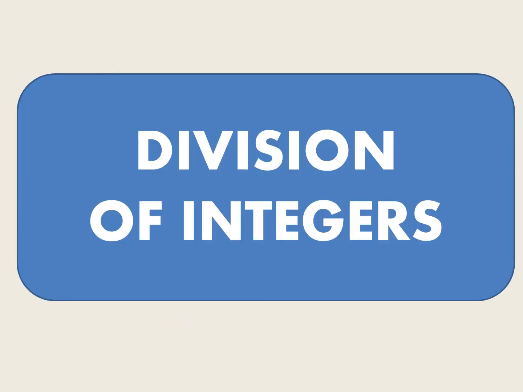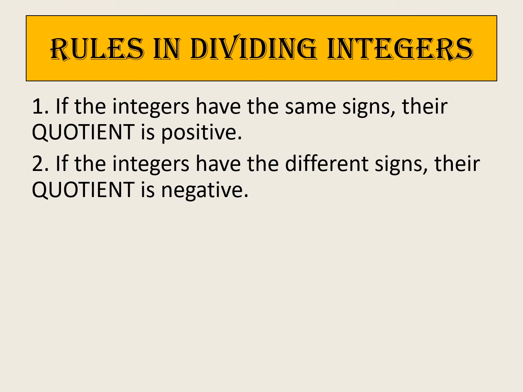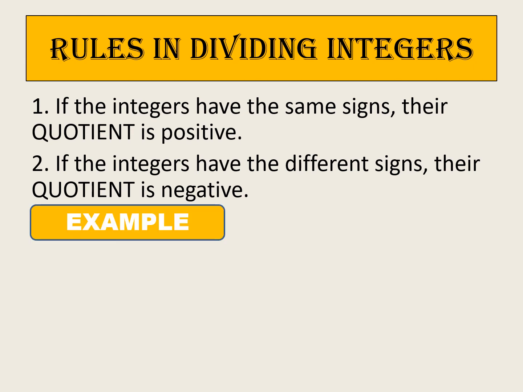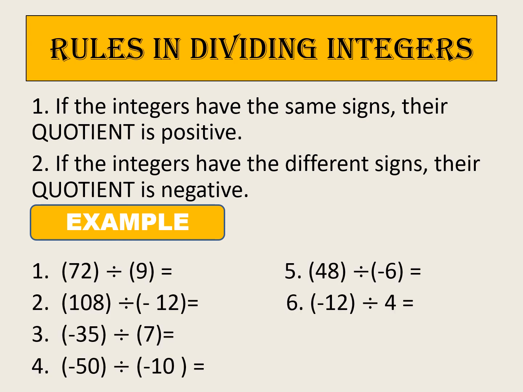Now let's talk about division of integers. Rules in dividing integers. Number 1, if the integers have the same signs, their quotient is positive. Number 2, if the integers have different signs, their quotient is negative. Let's have some examples. Number 1, 72 divided by 9. The answer is 8. They are both positive, so the result is also positive.